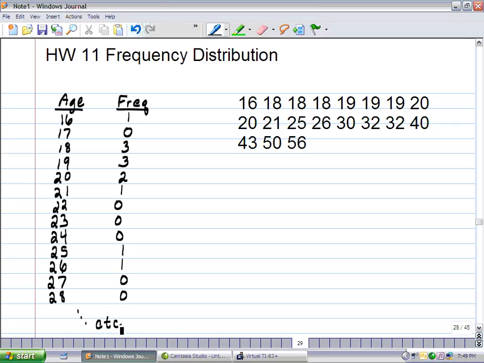In this case, there are so many of those, it would be better to group these into what we call classes. A class is a range. So let's choose a range. Let's suppose we're going to have 16 to 27. We'll put all the 16 to 27-year-olds together in one class. Then all the 28 to 38-year-olds.